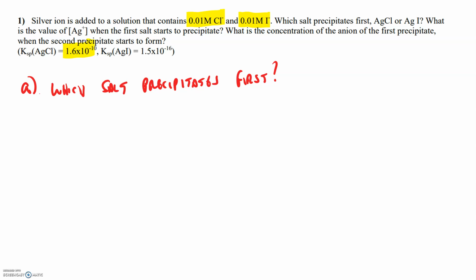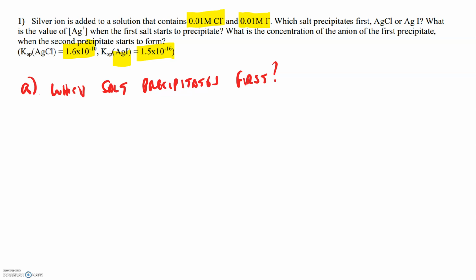This one's a lot bigger than this one, meaning the one that has the smaller KSP means you don't have to add as much to get it to precipitate out. So we could predict theoretically that the silver iodide is going to precipitate first. So I'm going to bet it's going to be that guy.